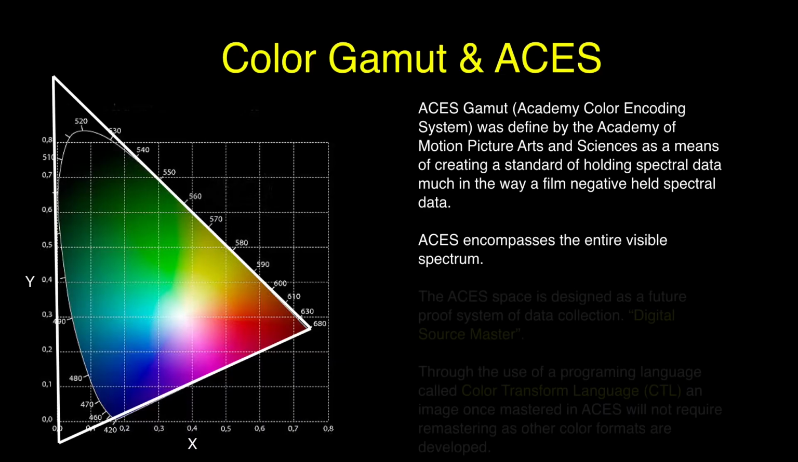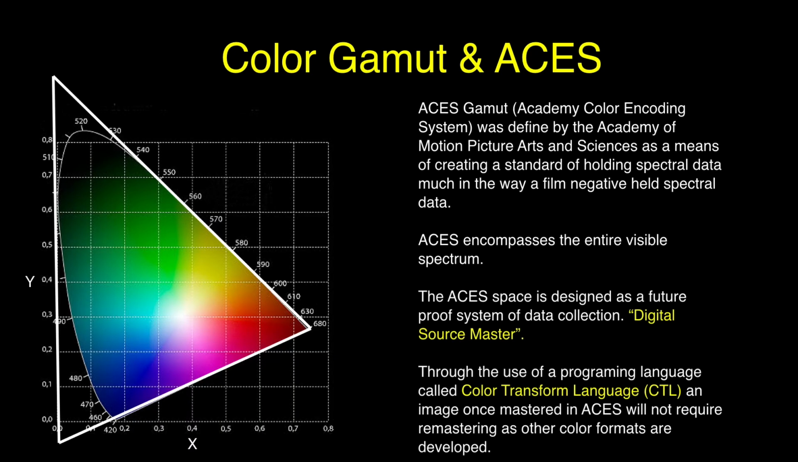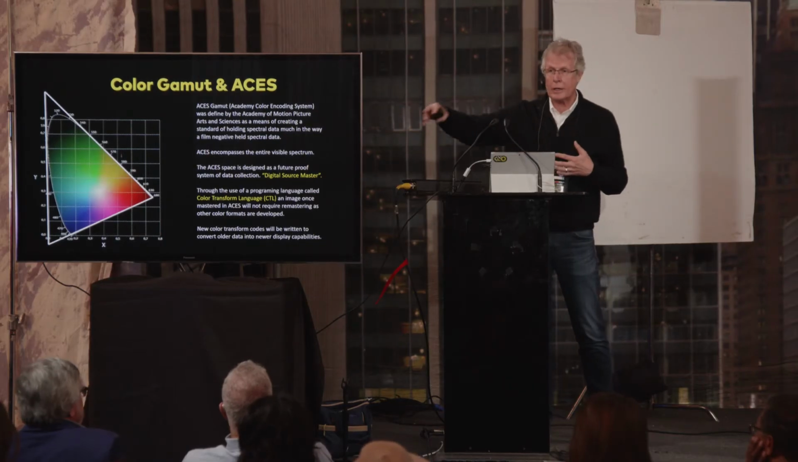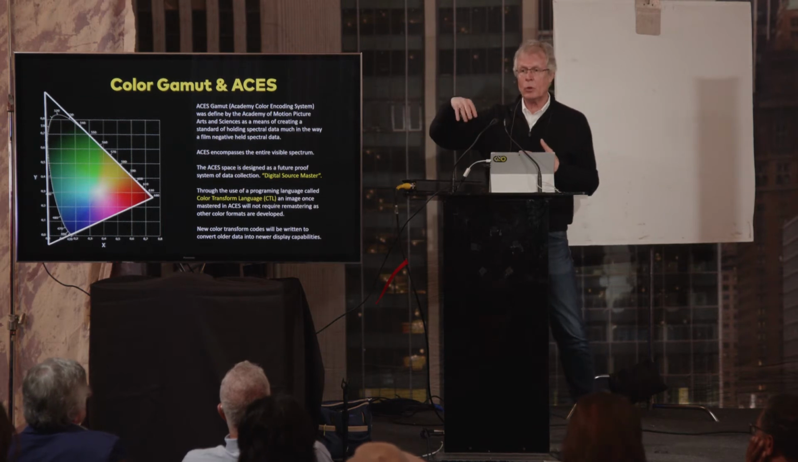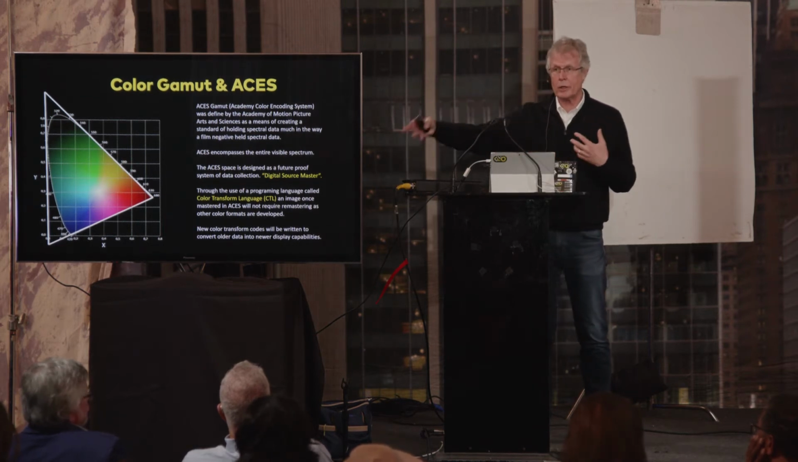So what we have is what we call a digital source master. The camera raw information comes into ACES. The camera manufacturers supply a CTL, or color transform language, and that then outputs it into whatever format you now want to work in. If you want to work in 709, it'll output it in 709. If you want to work in 2020, it'll output it in 2020.